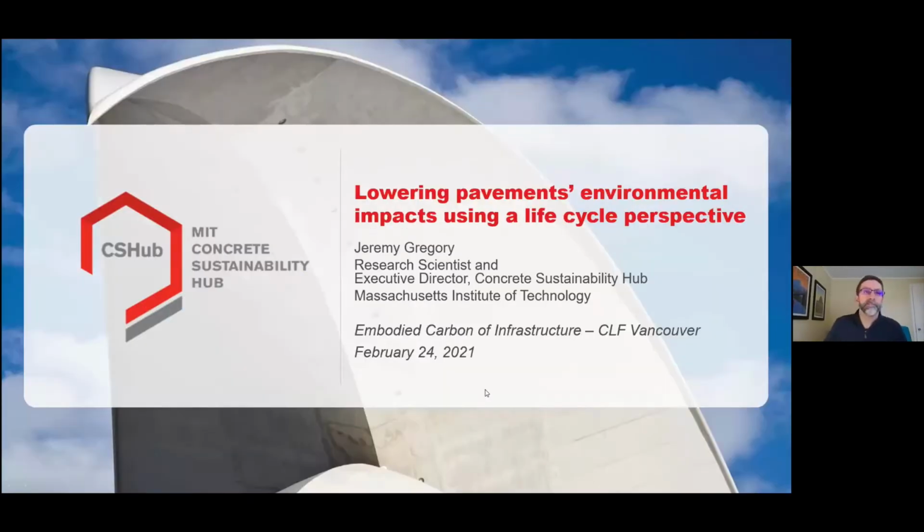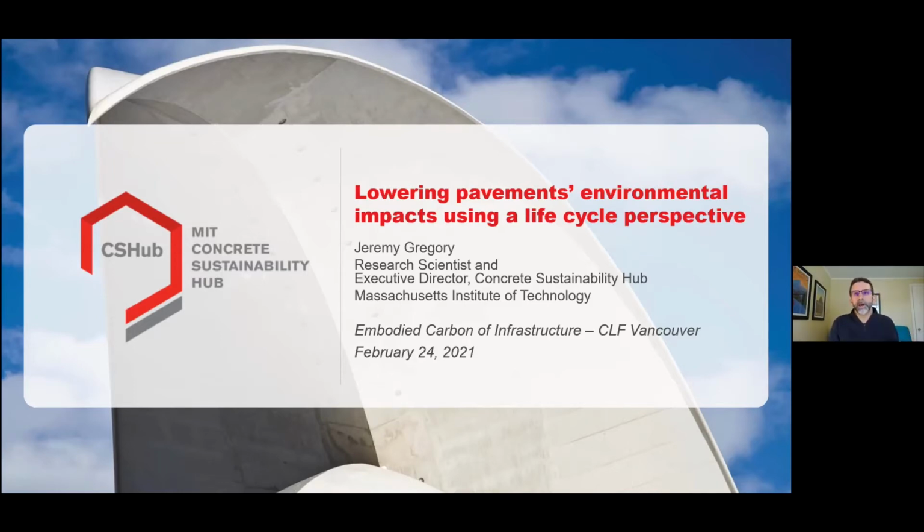Delighted to be here and follow up on Shoshana. What I'm going to do is talk a little bit about some work that we've been doing, looking at embodied carbon, primarily around concrete, but also specifically around pavements, since we are talking about infrastructure here.